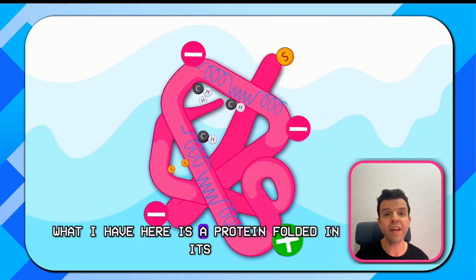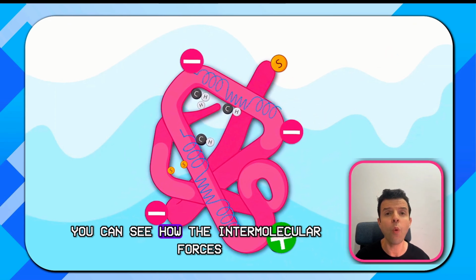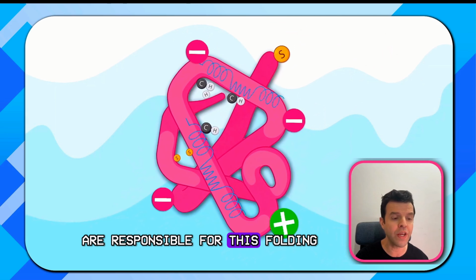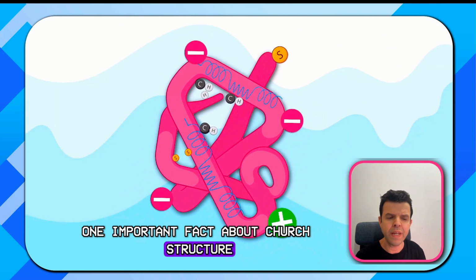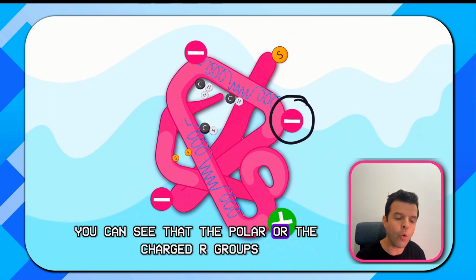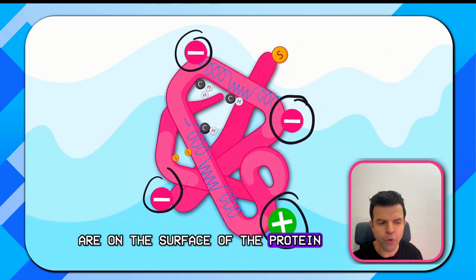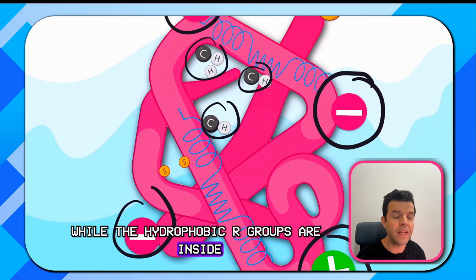What I have here is a protein folded in its tertiary structure. You can see how the intermolecular forces are responsible for this folding. One important fact about tertiary structure is the position of the R groups. You can see that the polar or the charged R groups are on the surface of the protein, while the hydrophobic R groups are inside.